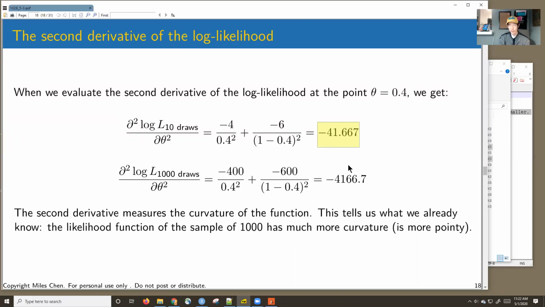And when I do it for the 1,000 draws, the likelihood for 1,000 draws, then using the maximum likelihood estimate, I get something like negative 4,167. Okay, so the second derivative measures the curvature of the function, and this tells us what we already know, that the likelihood function has a lot more curvature when you have 1,000 draws.